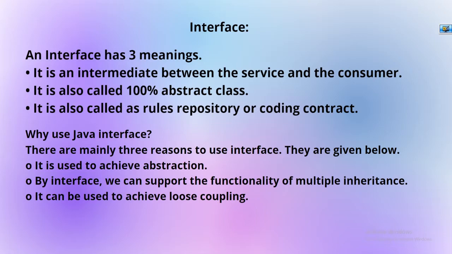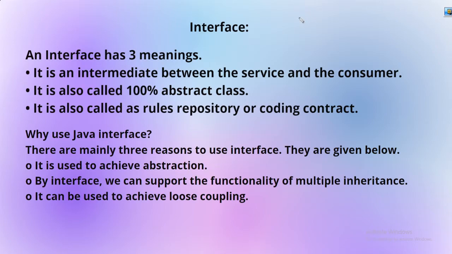Now, why do we have to use interfaces? We have so many other things in Java, but yet why do we go for interface? There are mainly three reasons for the use of interface. First one, it is used to achieve abstraction. Next, by interface, we can support the functionality of multiple inheritance. It can be used to achieve loose coupling. It is used to achieve 100% abstraction.